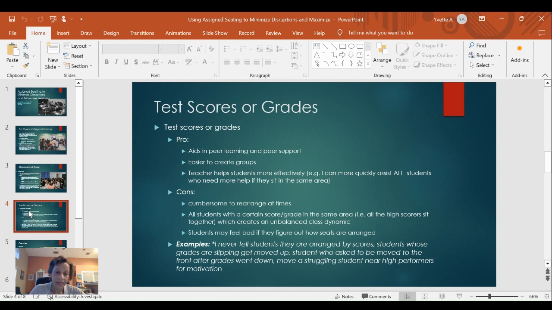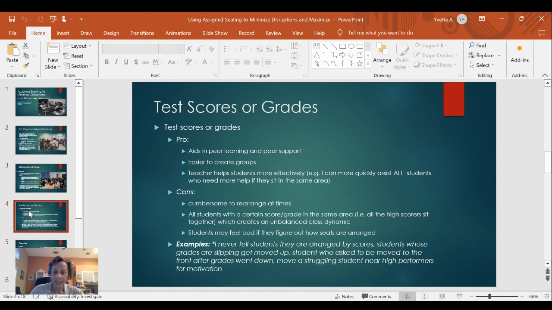Another way that I organize my classroom is what I call by test scores or grades. First, let me just preface this: never do I tell the students I'm sitting you according to your grade or according to your test scores. As a matter of fact, in all the years that I've done this, students never have figured out why they're sitting in the front or why they're sitting in the back.